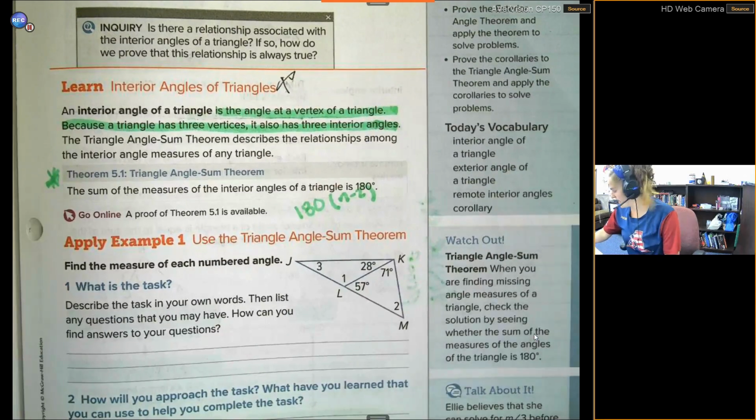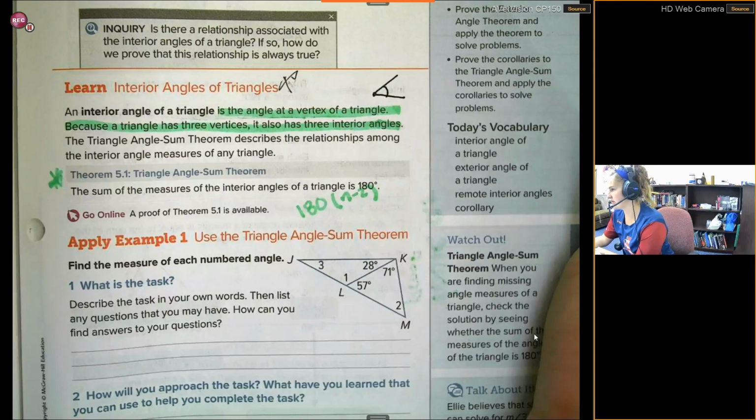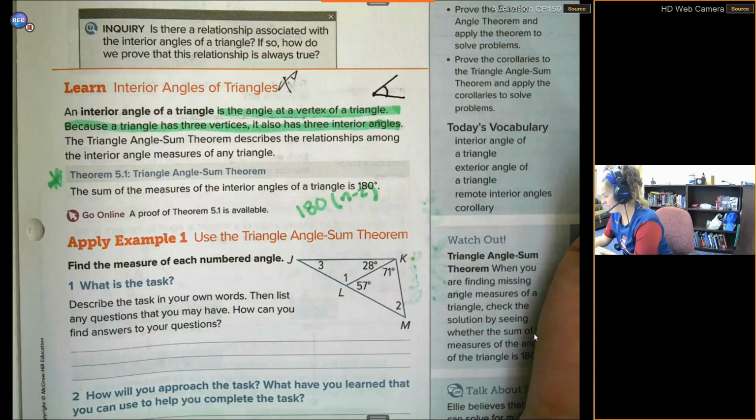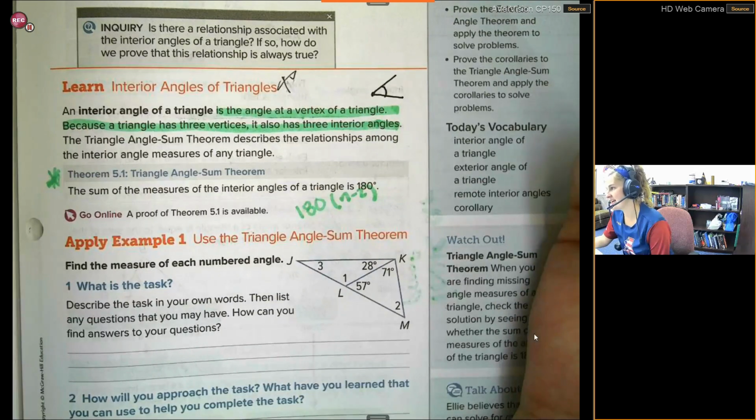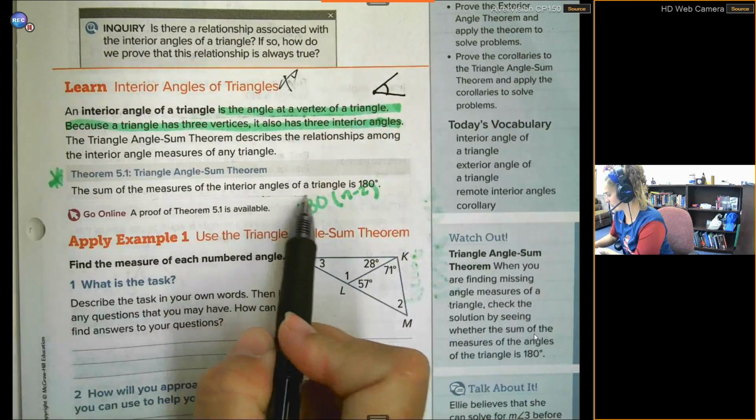So interior angles of triangles, this is on page 289 in your book. It says an interior angle of a triangle is the angle at a vertex of a triangle. I feel like you guys have already known this, but anytime you have a corner, it's going to form an angle inside of it. That is an interior angle. So if a triangle has 3 vertices, then it has 3 interior angles as well. So what if you had a quadrilateral that had 6 vertices? How many would you have? 6 interior angles, exactly.